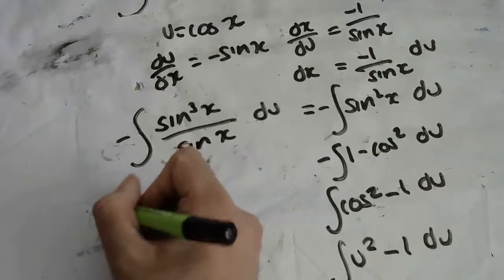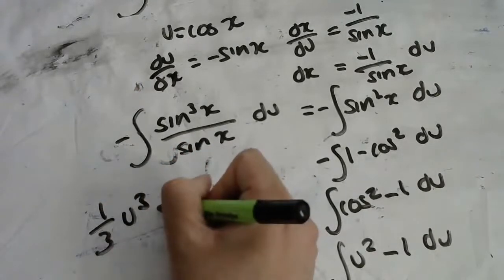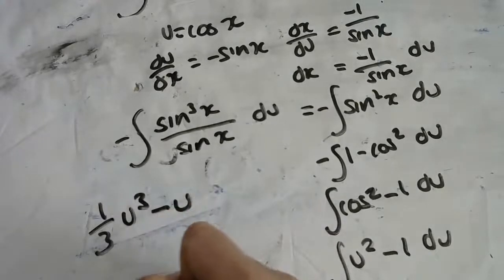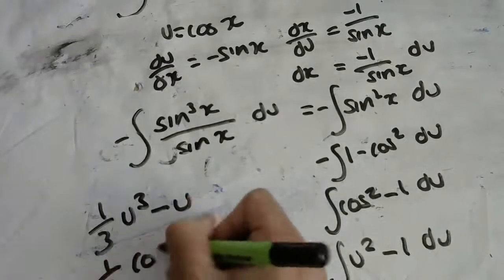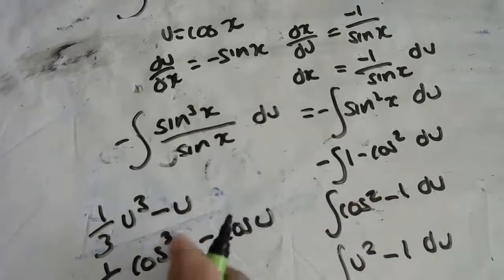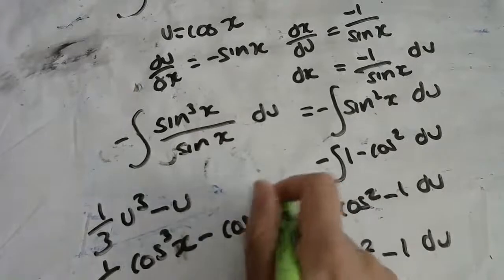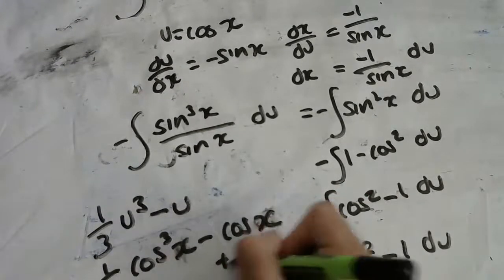If you finish it off, it's just going to be 1/3 u to the 3 minus u. So that's just going to be what then? 1/3 cos cubed u minus cos u. Sorry, cos x, sorry. Cos cubed x minus cos x. So that's your final answer there. All right? Plus c.